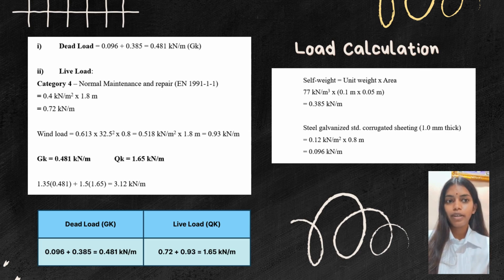The live load Qk, based on category 4, normal maintenance and repair, was computed as 0.72 kN per meter. In addition, the wind load was determined using the wind pressure formula and contributed 0.93 kN per meter. The combined live and wind load yielded a total live load of 1.65 kN per meter. Using the ultimate limit state combination, the total design load was calculated, which is 3.12 kN per meter. This comprehensive load estimation ensures the structural safety of the notice board under expected service conditions.